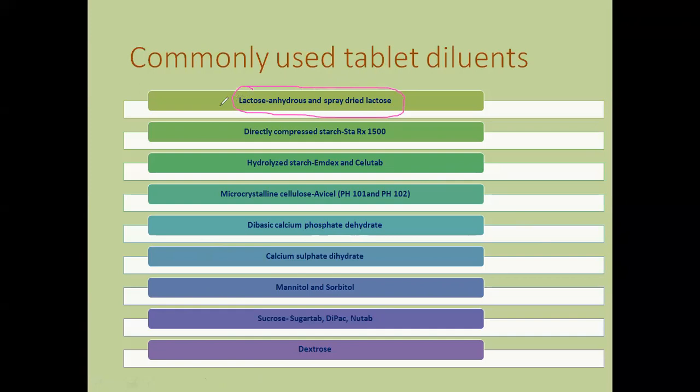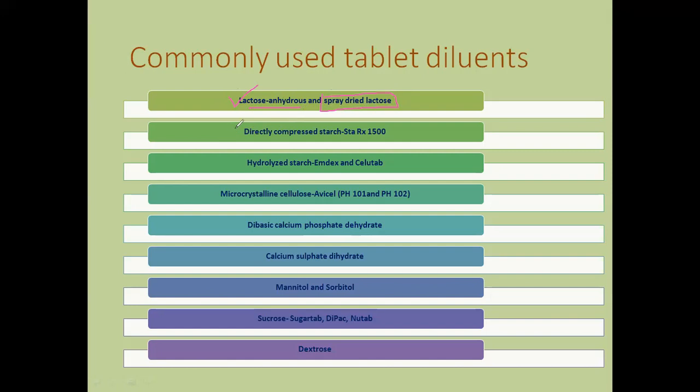What do you mean by Maillard reaction? What is lactose? What do you mean by anhydrous lactose? What do you mean by hydrous lactose? And so on. Okay. So first, let's see the commonly used tablet diluents. The first one is lactose anhydrous, and then we also have a second type of lactose called spray dried lactose. So lactose can be in two forms. One is the hydrous form, the second one is the anhydrous form.